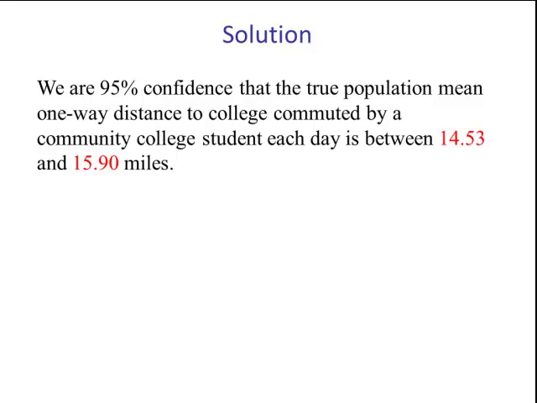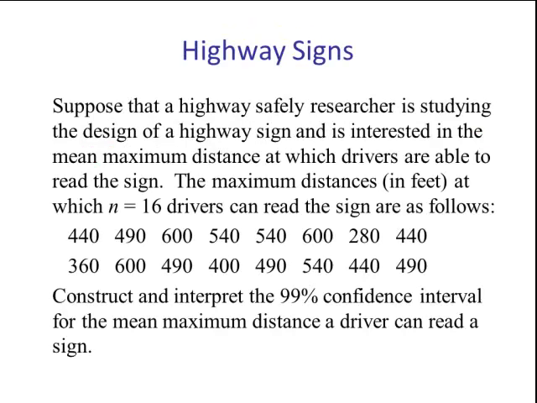Let's do an example with raw data. Suppose a highway safety researcher is studying the design of a highway sign and is interested in the mean maximum distance at which drivers are able to read the sign. The maximum distances in feet at which n equals 16 drivers can read the signs are as follows. We have 16 distances. Construct and interpret the 99% confidence interval for the mean maximum distance a driver can read a sign.